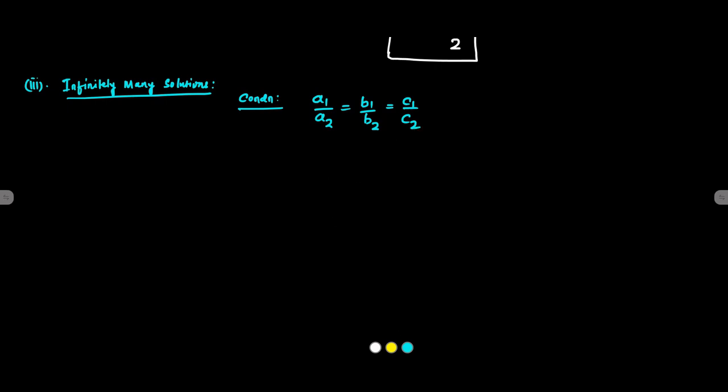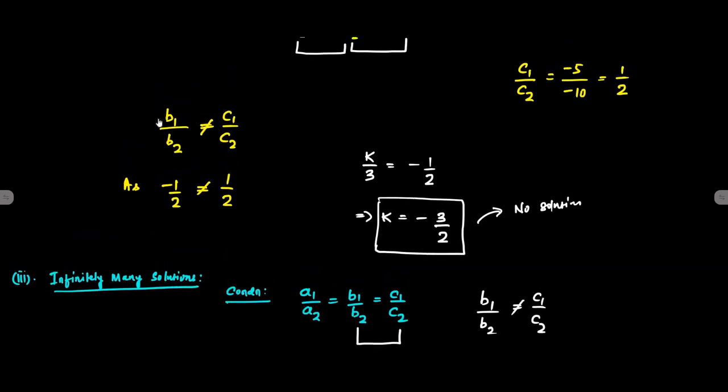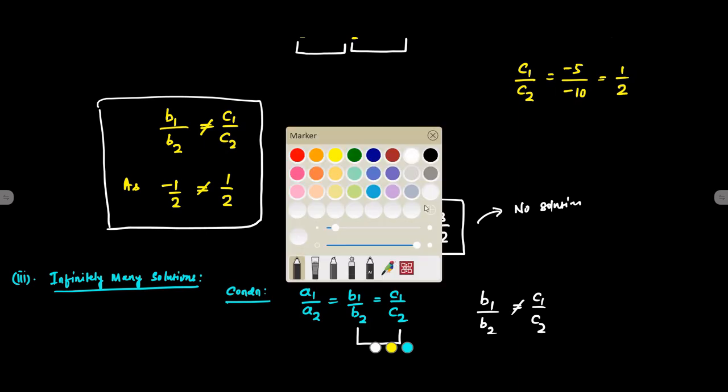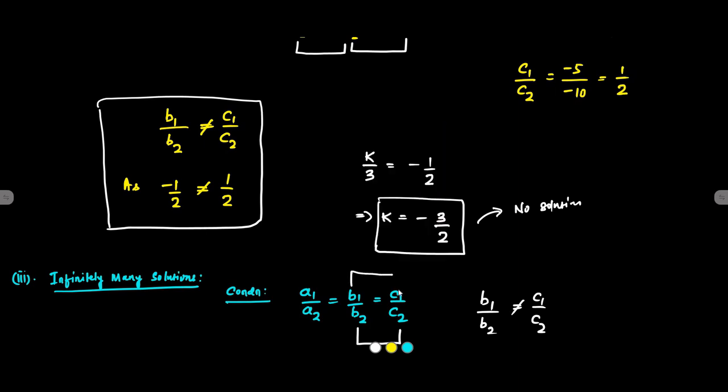But from the previous case itself, we got that this part is not possible. b1 by b2 is not equal to c1 by c2. See, minus 1 by 2 is not equal to 1 by 2. So obviously this part is not being satisfied here. So there is no need to find any value of k for this condition.